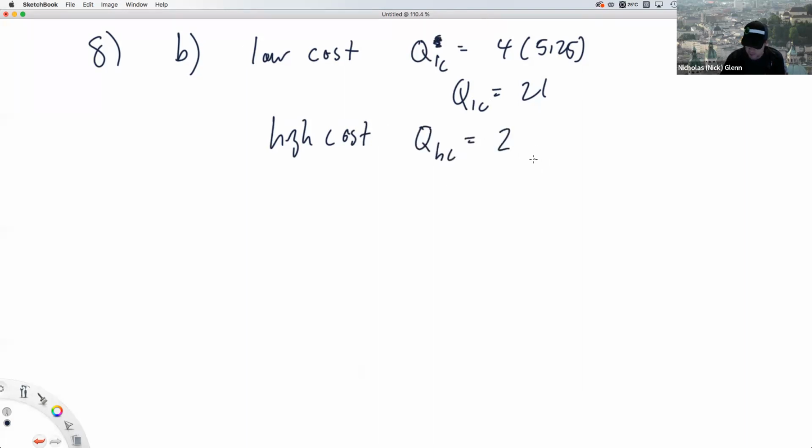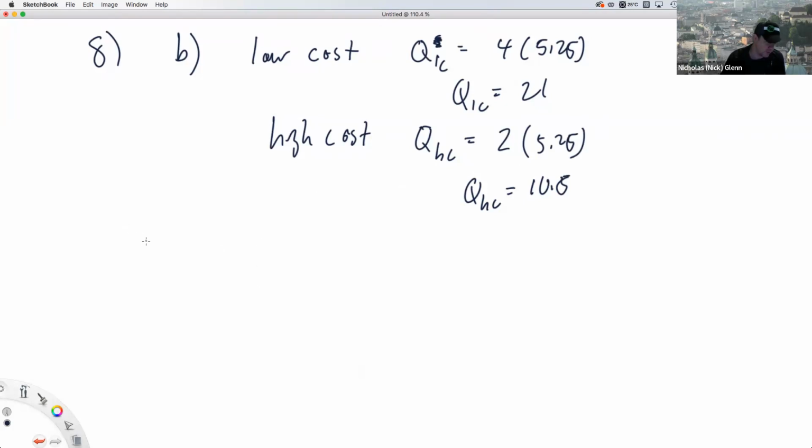Well, they don't produce quite as much. They have a higher marginal cost at any given price, and therefore they're less profitable. They're not going to produce as much. 2 times 5.25, they each produce 10.5. 10 one day, 11 the next. Okay, so we have each respective type of restaurant and what they would produce each day. Well, let's see what happens here.